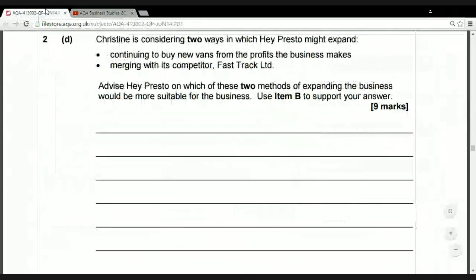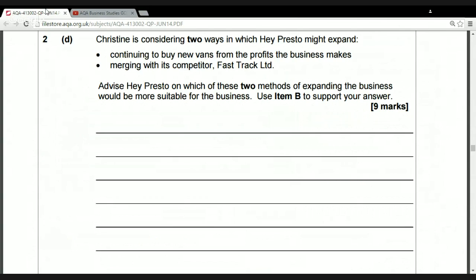We've got 2 ways in which Hey Presto might expand: merging with Fast Track Limited or continuing to buy new vans from the profits. So option 2, we're going to go with its competitors. You would say the first sentence, which will be, I believe that Hey Presto should merge with its competitor, Fast Track Limited. That would be your first sentence.